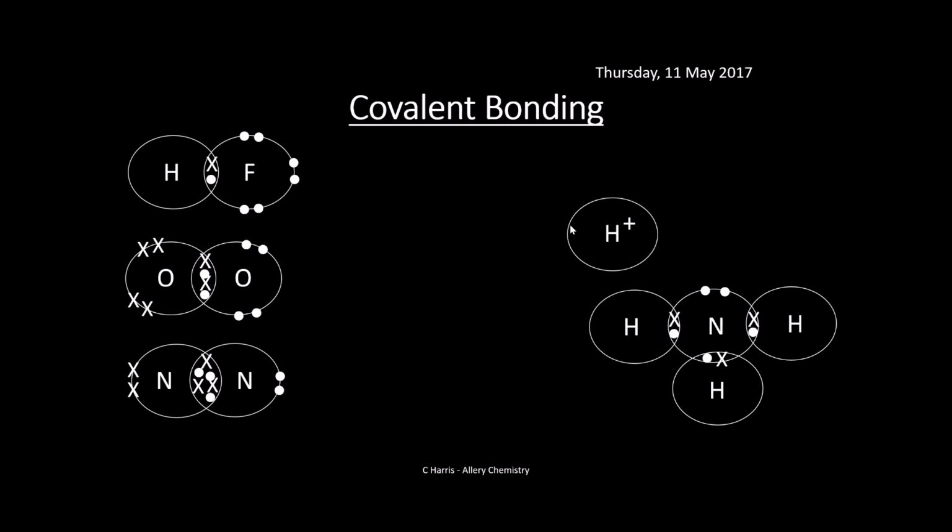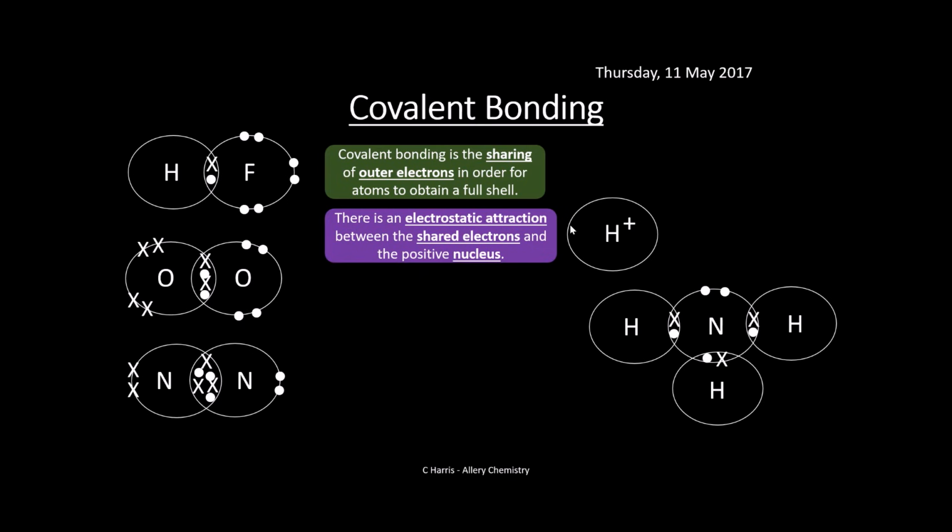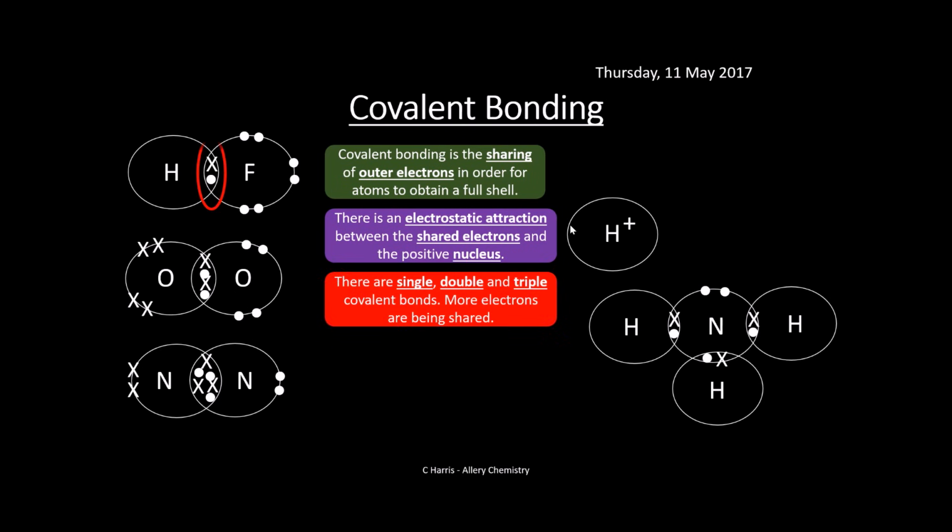Okay, let's look at another type of bonding, covalent bonding. Covalent bonding is basically the sharing of outer electrons, slightly different to ionic, where the electrons are literally donated and accepted. This is sharing, and basically they do that to get a full outer shell. There's electrostatic attraction between these shared electrons and the positive nucleus, and this is what the covalent bond is.